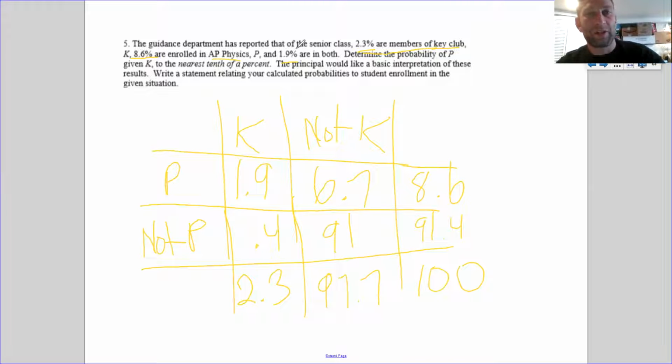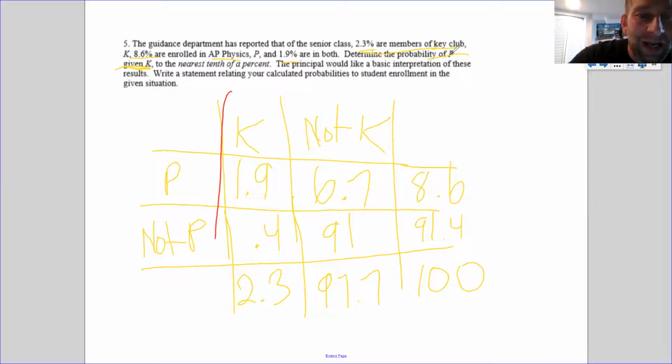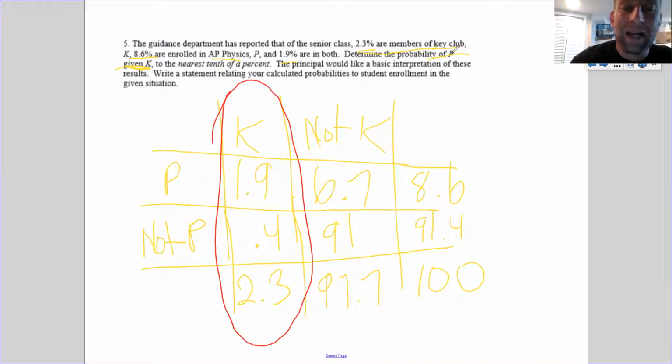So let's see what the question's asking. Determine the probability of P given K. Given. Whatever comes after given is your condition. So given K, I circle my K. Those are the only numbers I'm looking for. What's the probability of P given K? Well, 1.9 over 2.3. It's asking for the nearest tenth of a percent.